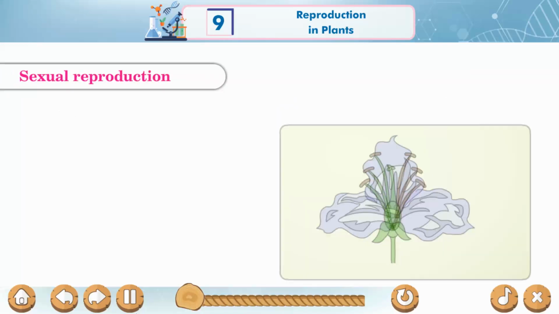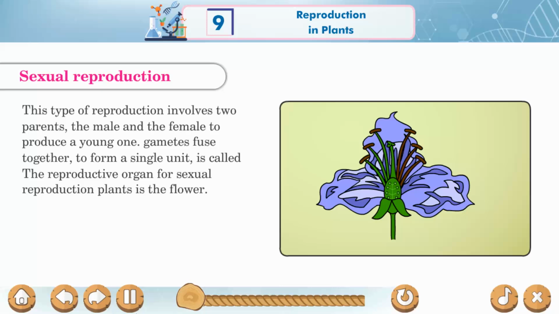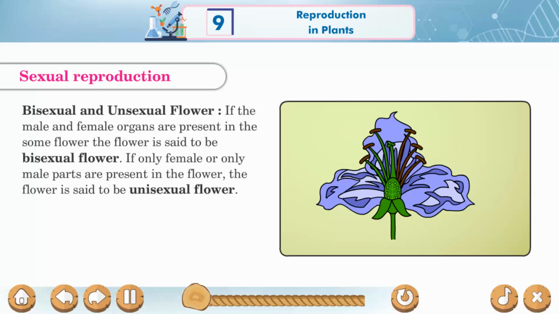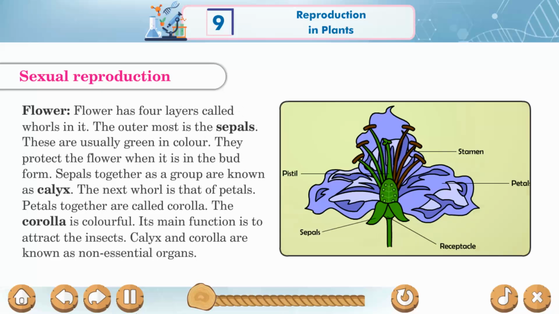Sexual reproduction. This type of reproduction involves two parents, the male and the female, to produce a young one. Gametes fuse together to form a single unit. The reproductive organ for sexual reproduction in plants is the flower. Bisexual and unisexual flower. If the male and female organs are present in the same flower, the flower is said to be bisexual flower. If only female or male parts are present, the flower is said to be unisexual flower. A flower has 4 layers called whorls in it.